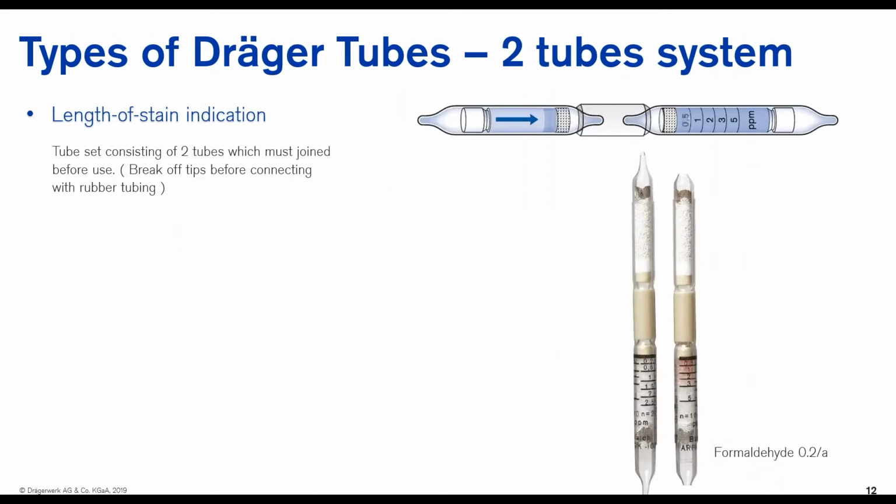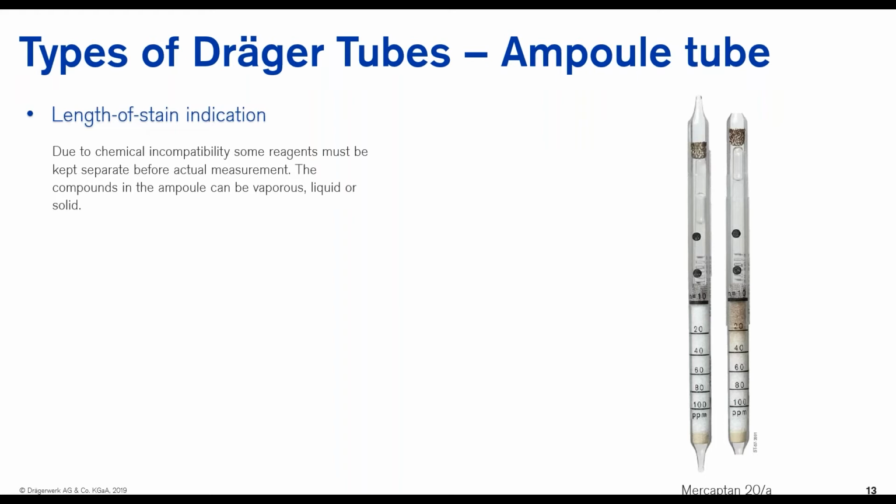So next, we look at the two tube systems. We have these two tube systems. You have the pre-tube, and the function of the pre-tube is very similar to the pre-layer functions. If you look into the formaldehyde tube, in order to use these tubes, you have to break both tips of the tube before you connect with the rubber tubing.